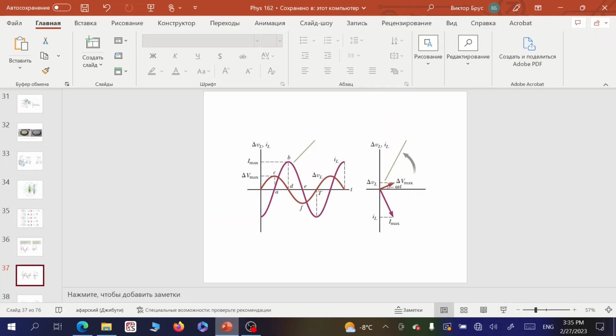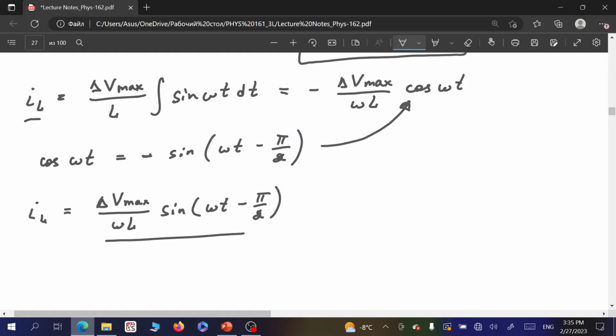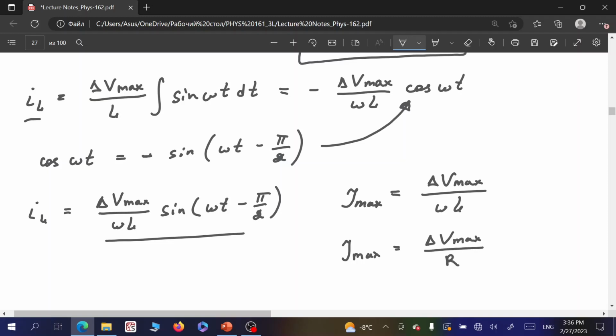So let us come back to this whiteboard. So the maximum current, I maximum, is equal to delta V maximum over omega L. If you compare it to maximum current with active resistor, let's write it here. I maximum was equal to delta V maximum over active resistance R.